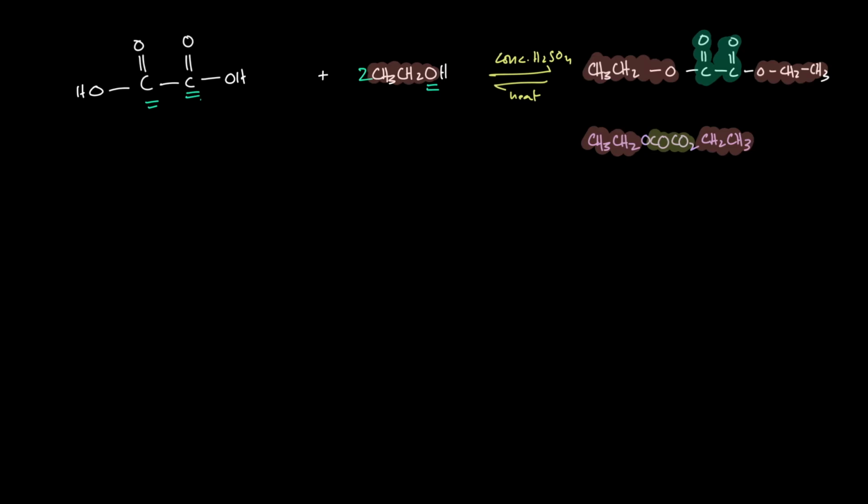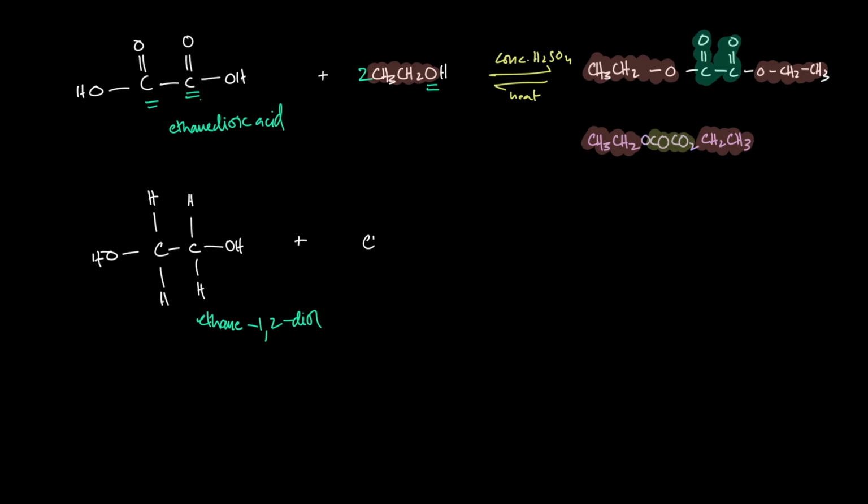Now on the other hand, we can also have the exact opposite. We can also have something like this. What if I had ethane 1,2-diol? I'll write down the names for this. This is ethane dioic acid, and this is ethane 1,2-diol. And now let's say that this guy polymerizes with ethanoic acid.